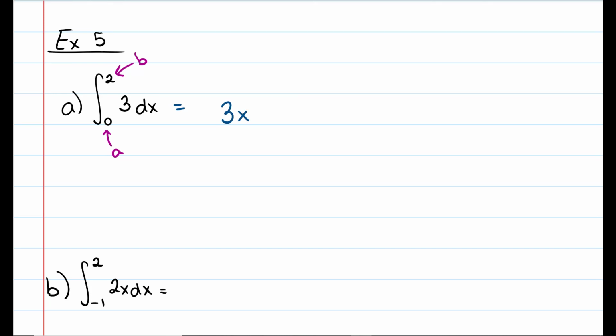The way you can check is you take the derivative of your new function, and if it gives you the original function back, you took the antiderivative correctly. So the derivative of 3x is just 3. So we got that right. And then what we write is we write from 0 to 2. These are going to be our limits of integration. So we would read this 3x from 0 to 2.